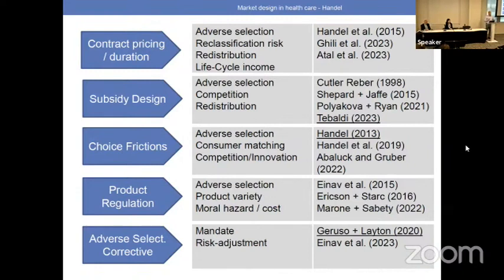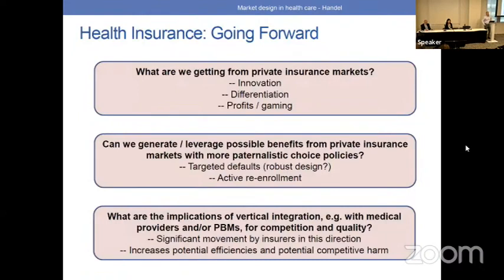And these are market design tools that are used in tandem with the other tools you see here on this list. So that's a sense of the research that's been done. A couple of areas that I'm interested in going forward. One question, which is not exactly a market design question, but is very important for the consequences of different market design decisions, is this question of what are we getting from private insurance markets at all?